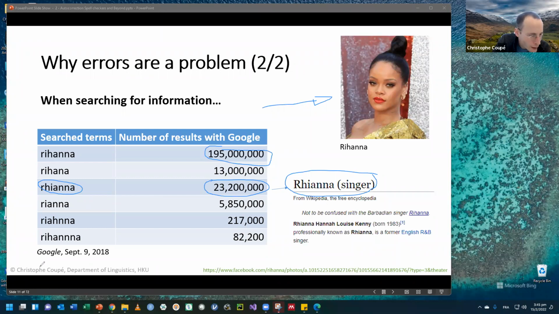You can write Rihanna in many different ways, and you will always get a number of results on Google. So you should write it the correct way if you want to get access to the correct information, to put it in a nutshell.